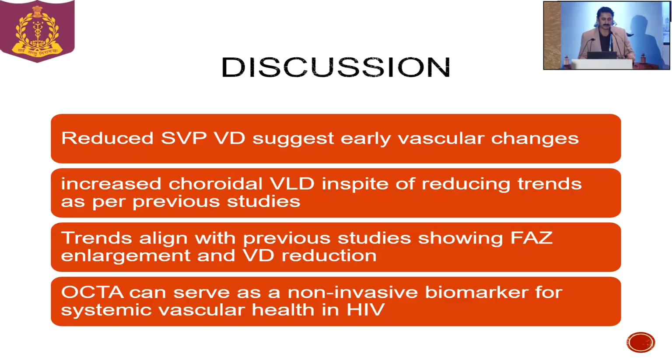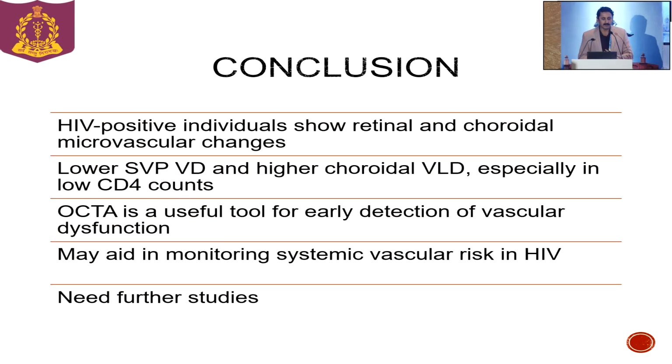OCTA can serve as a non-invasive biomarker for systemic vascular health in HIV patients. And I would like to wrap up with a point that HIV positive individuals show retinal and choroidal microvascular changes even after starting on ART. Lower SCP VD and higher choroidal VLD, especially seen in lower CD4 counts. OCTA is a useful tool for early detection of vascular dysfunction, and this may aid in the monitoring of systemic vascular risk in HIV. But we need further longitudinal studies compared with systemic biomarkers.